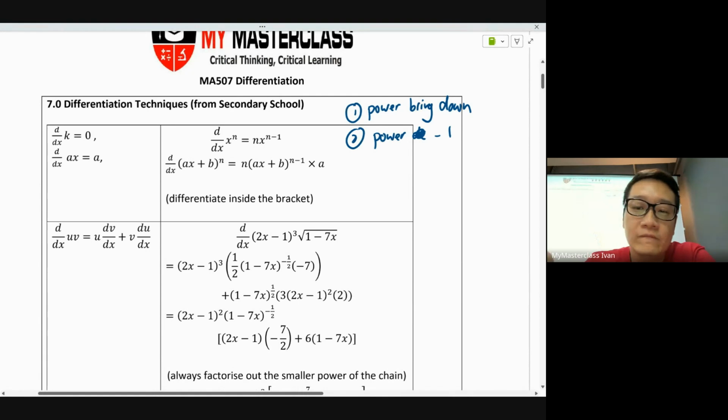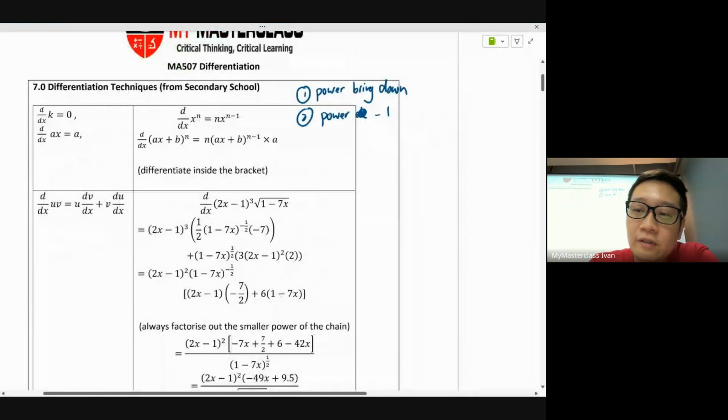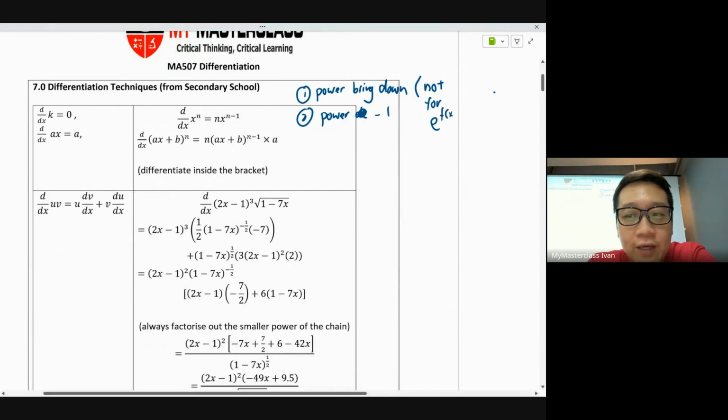But power bring down does not work for e to the power of anything. The e to the power doesn't bring down. Okay, not for e to the power of anything. So differentiation of polynomial, just power bring down, power decrease by 1.